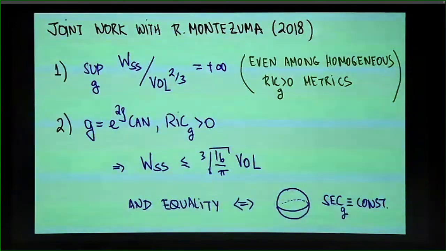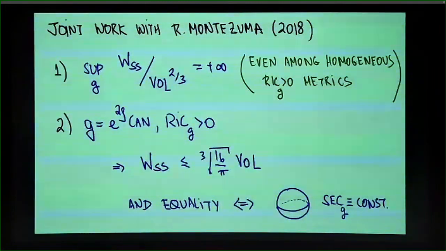Then we were able to show that the spherical diastole, WSS, is bounded from above by this number, cubic root of 16 over pi, times the volume to the power 2 over 3. Okay, so I forgot to write the 2 over 3. I want an inequality that is scaling invariant, right? And so there is an upper bound in this open set in the space of conformally flat metrics. And moreover, the equality case can be characterized.